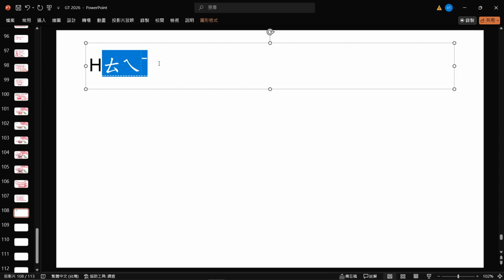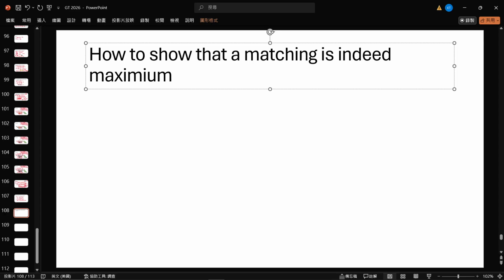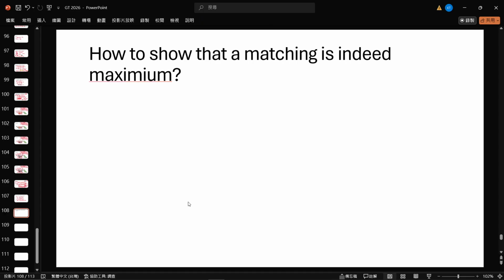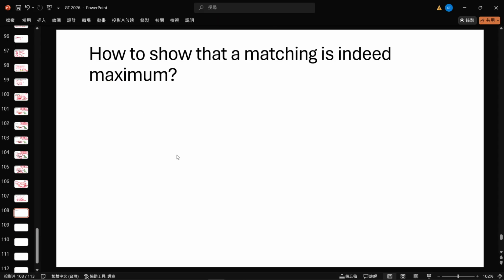So in other words, how to show that a matching is indeed maximum. Okay, so given a matching, how to convince others that this is really the maximum matching you can have.